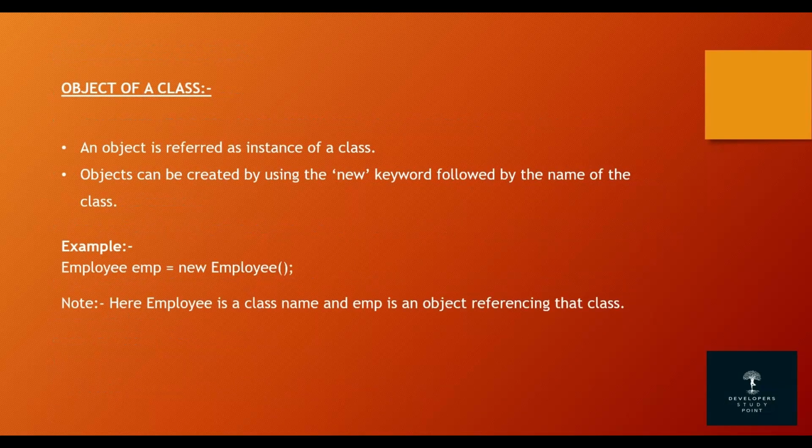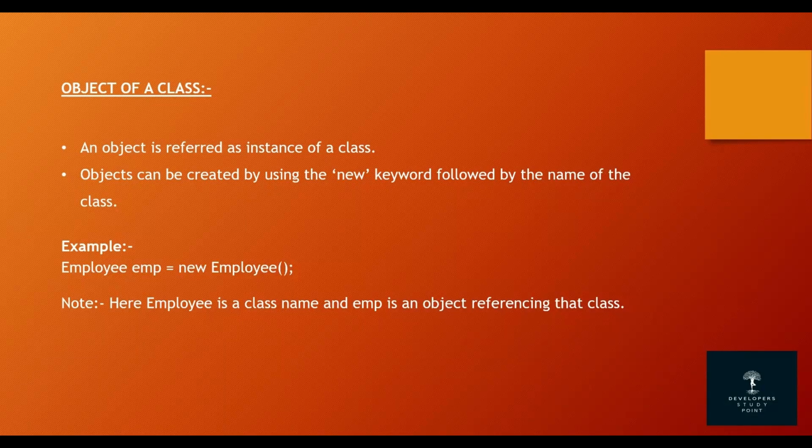Here, what is an object? An object can be referred to as an instance of a class. So what does that mean? We can call the members or the methods of that class when creating an object. It means with the help of an object, we can call the members and the functions of the class which we have created. So how can we create the object?